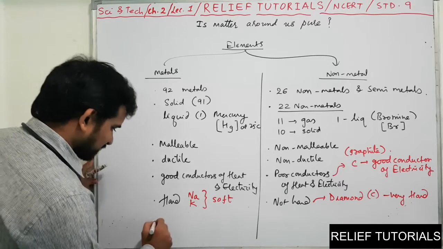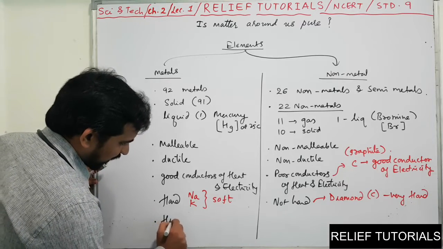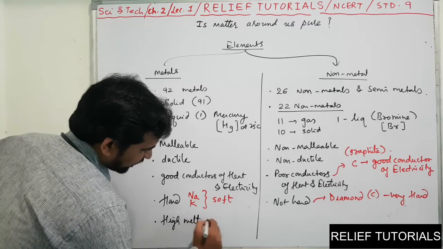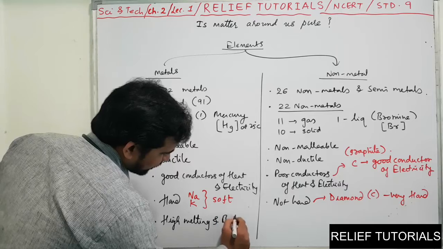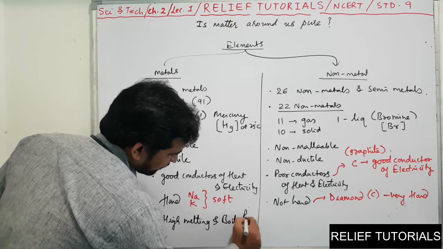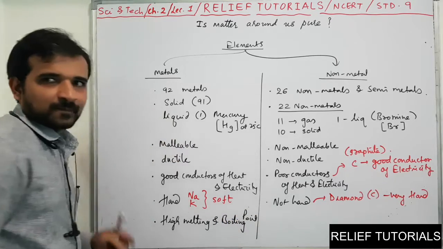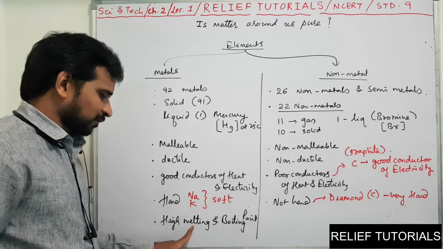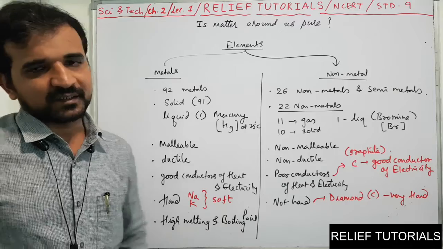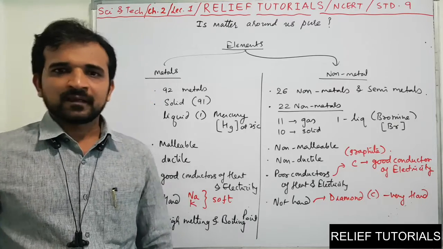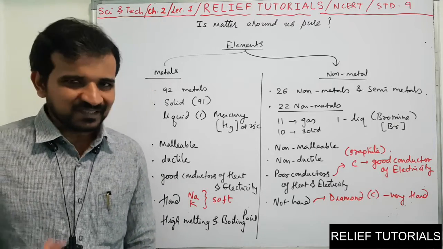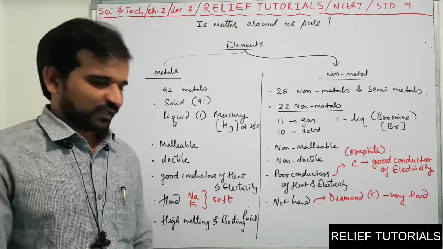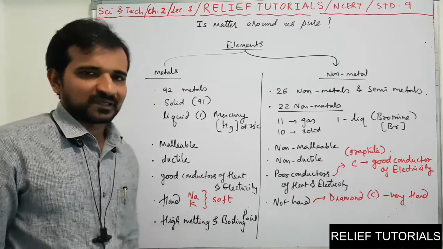Most of the metals have very high melting and boiling points. If you remember, what do you mean by melting point? Melting point means the temperature at which a substance melts. It converts from solid state to liquid state. That temperature is called the melting point.